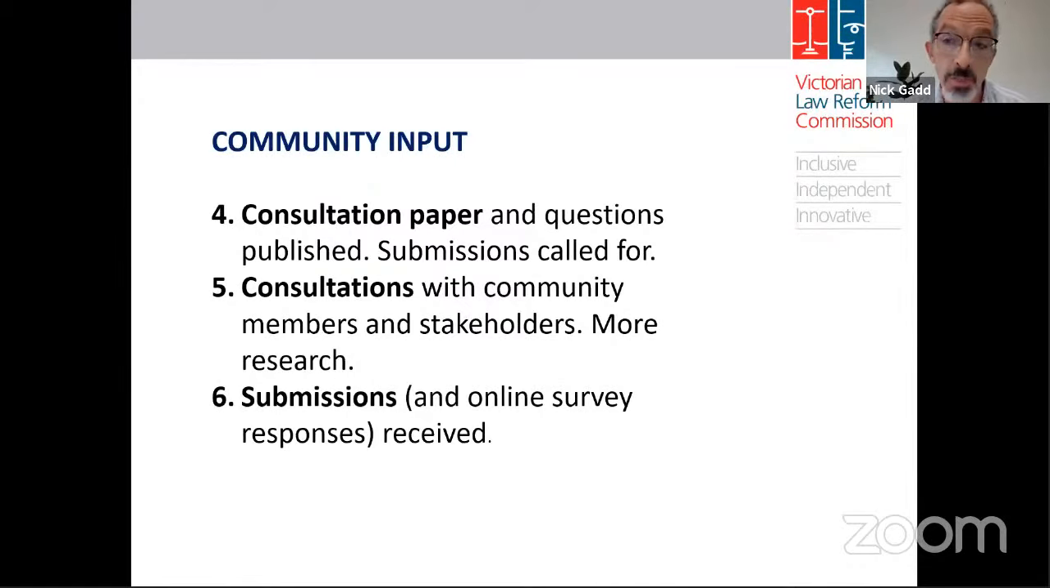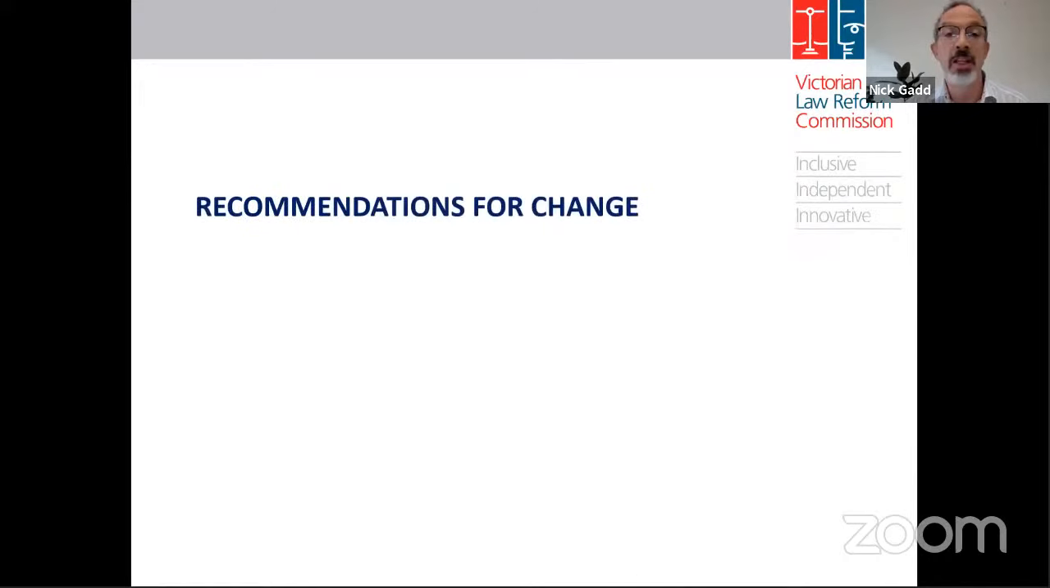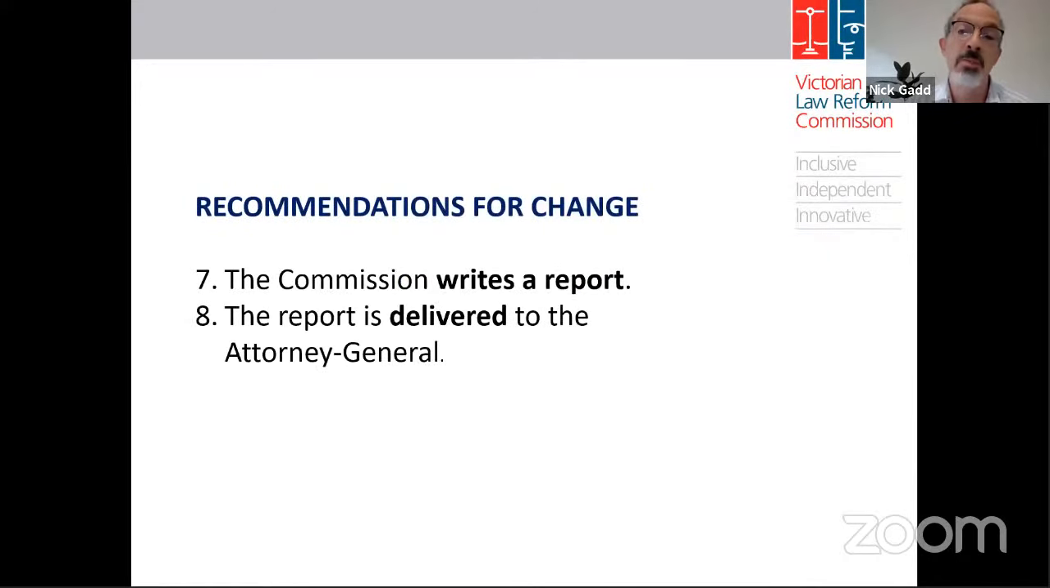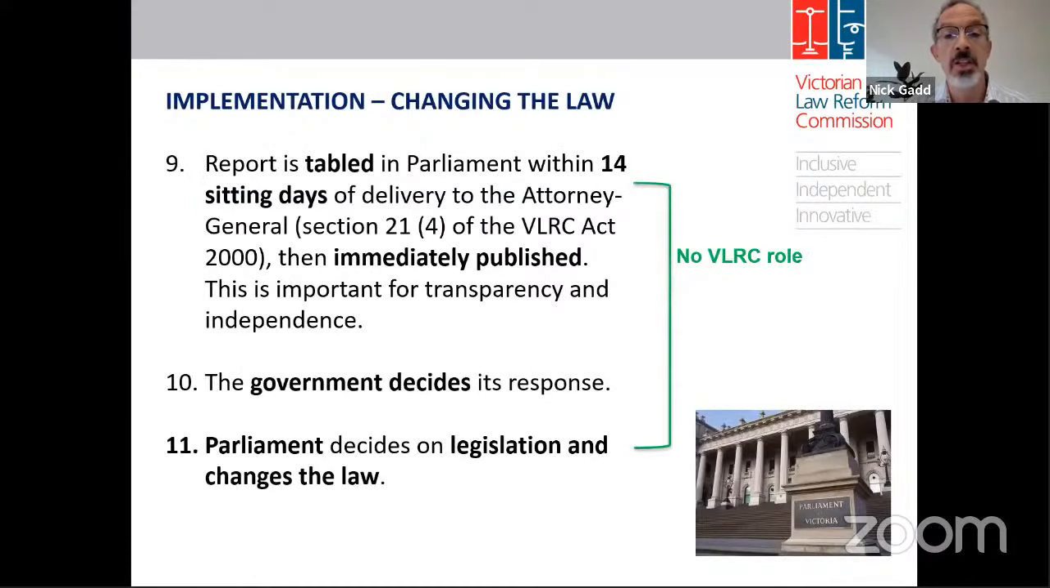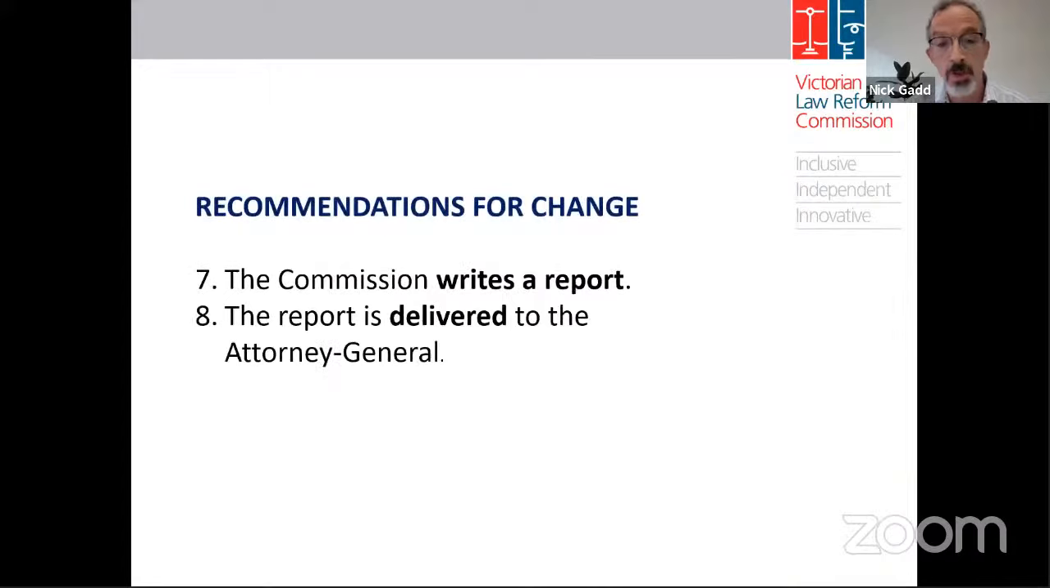We also receive submissions, which are written statements of how people believe the law should change. So the purpose of all this consulting is to find out how people believe the law should change. And they can tell us by completing a survey, by writing a submission, or by just telling us in a consultation. But all of that is really important. We then use all that information to write a report with recommendations in it about how the law should change, which we deliver to the Attorney General.